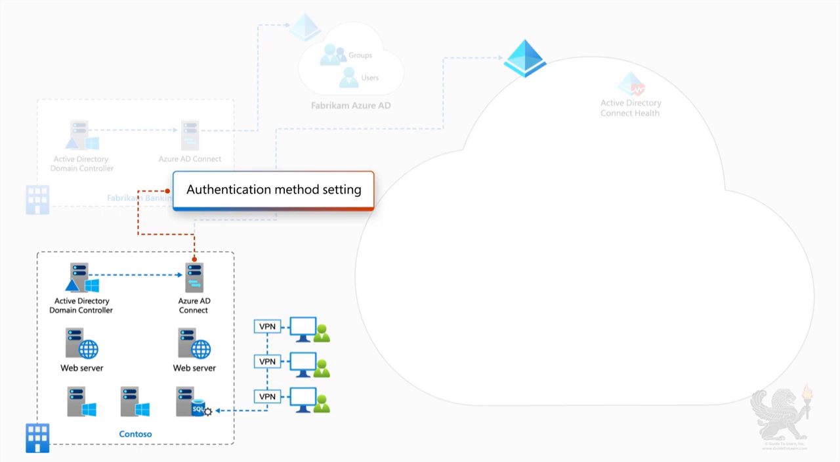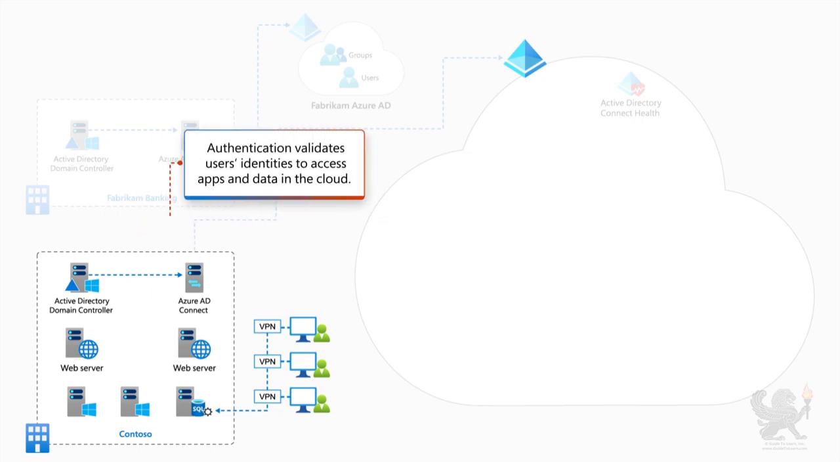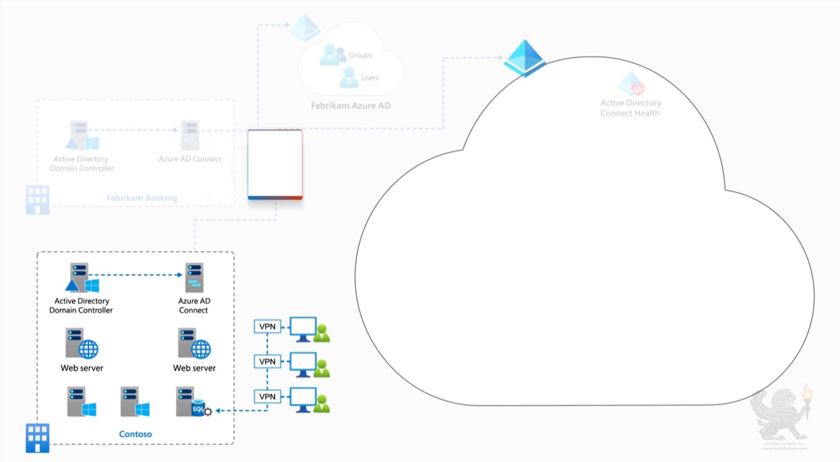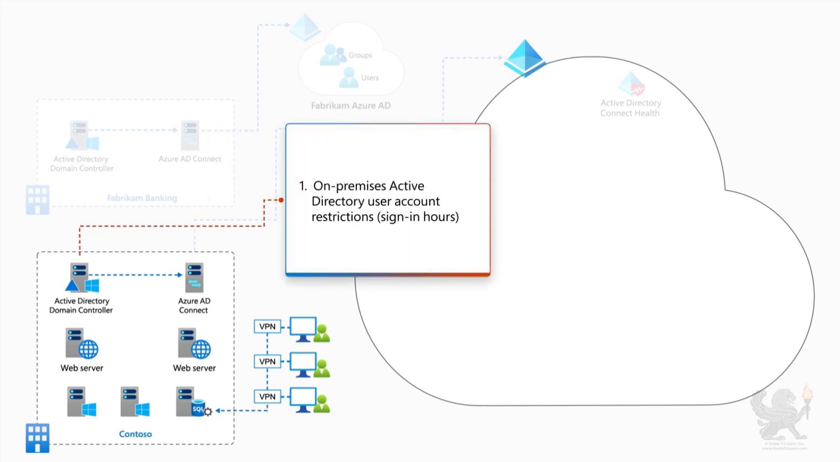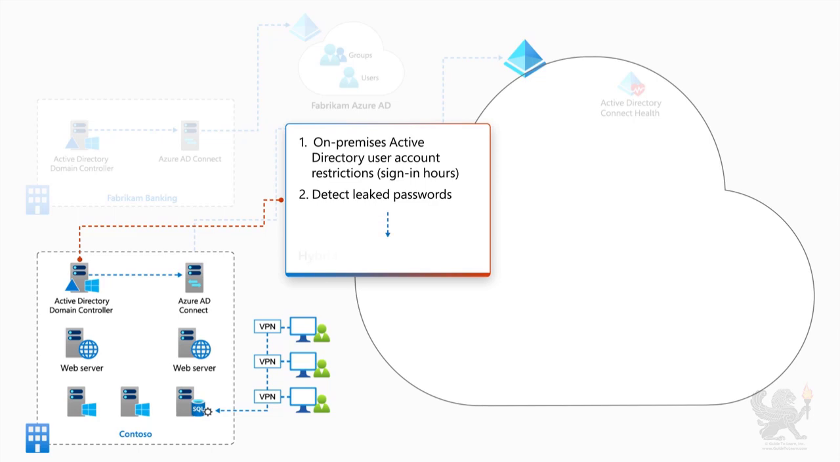This is one of the first decisions that Contoso needs to make when implementing Azure AD Connect. Authentication is critical because it will validate users' identities to access apps and data in the cloud. Contoso's requirement to enforce on-premises Active Directory user account restrictions, such as allowed sign-in hours, combined with the need to detect leaked passwords, dictates the choice of a hybrid authentication method.